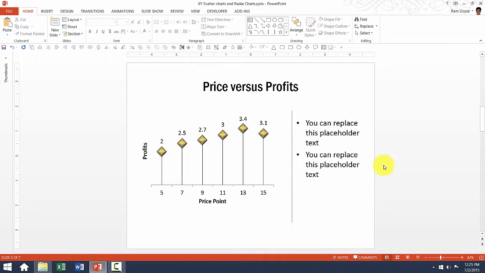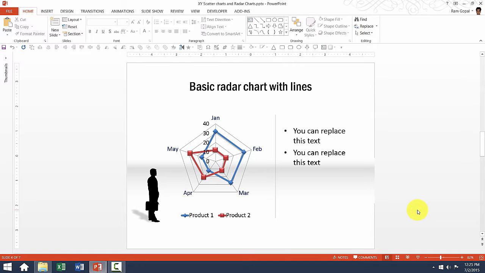This one shows price versus profits. This chart is stripped of all unnecessary clutter and it only has the values. And as you can see here, for the different price points, what exactly is the profit you get is shown here. So this is a basic radar chart with lines.